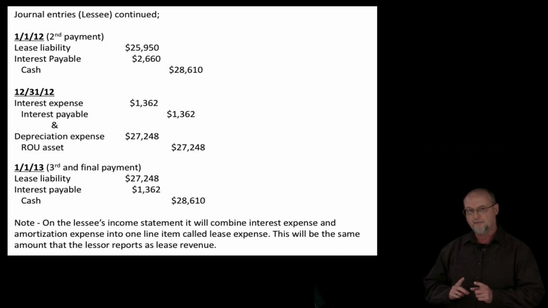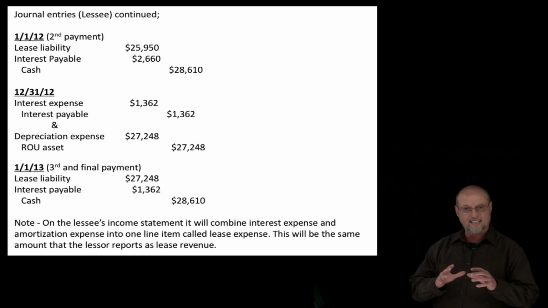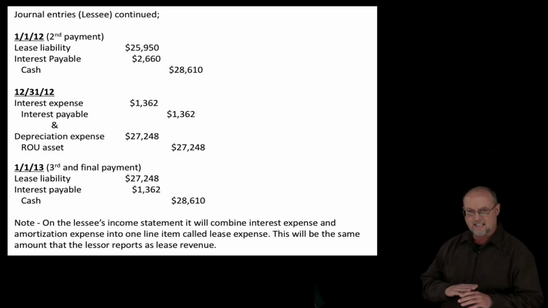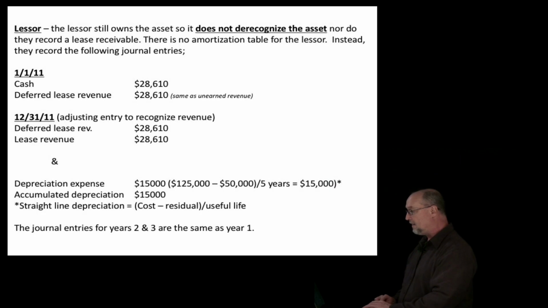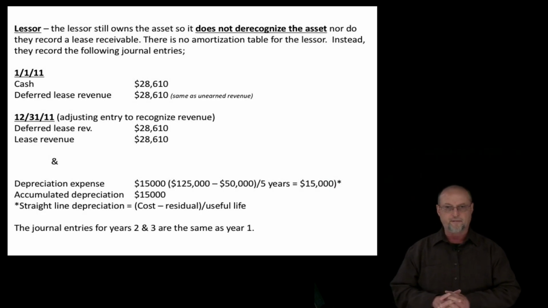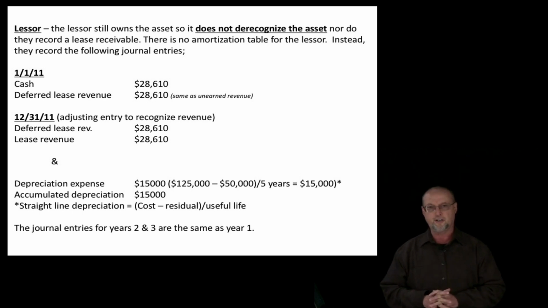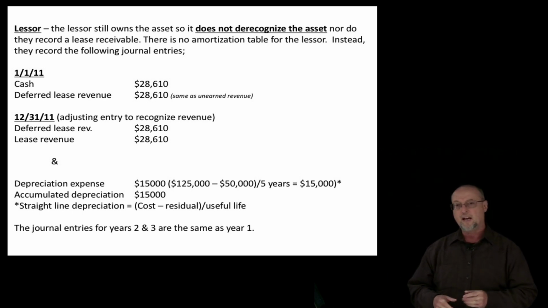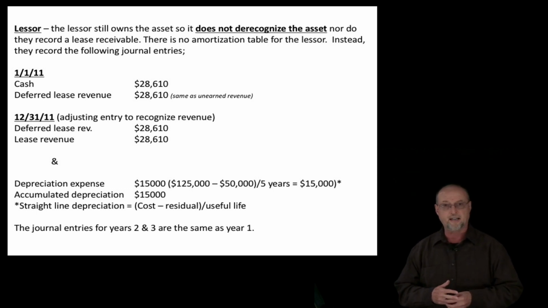Now remember, the lessor does not have an amortization table. This asset is theirs. They did not de-recognize the asset. So on day one, January 1st, they debit cash for $28,610, and notice what they credit. They credit deferred revenue, deferred lease revenue. Think of it as unearned revenue, which you learned in your earlier accounting classes. They haven't earned it yet.